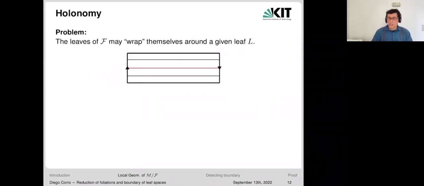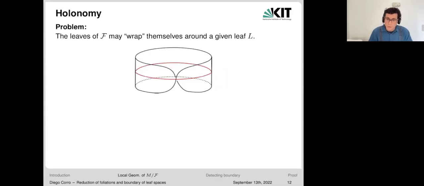So let's see a very concrete example of what I mean by this wrapping. Let's take the closed rectangle and foliate it by horizontal lines. The red line corresponds to the line going through the middle of the rectangle, and observe that these edges are also leaves of the foliation. Now we do the identification by switching the orientation of the remaining boundary to get a Mobius band.